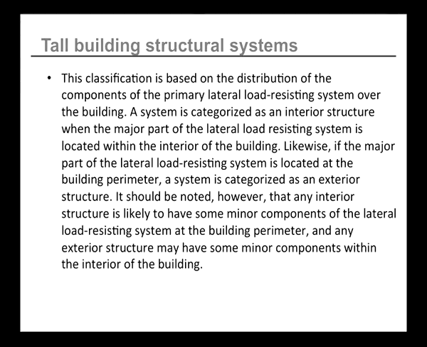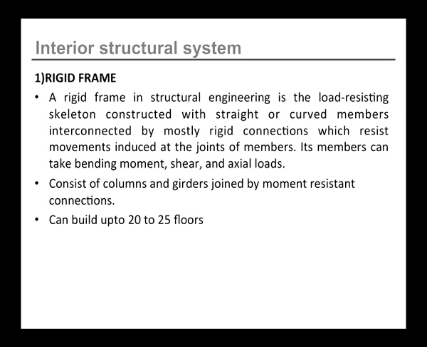A system is categorized as an interior structure when the major part of the lateral load resisting system is located within the interior of the building. Likewise, if the major part of the lateral load resisting system is located at the building perimeter, a system is categorized as an exterior structure. It should be noted, however, that any interior structure is likely to have some minor components of the lateral load resisting system at the building perimeter, and any exterior structure may have some minor components within the interior of the building also.